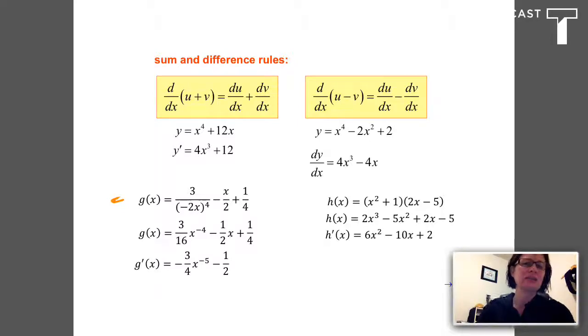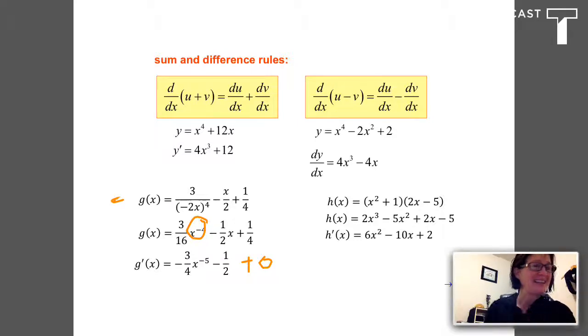Now I can take the derivative. This negative 4 exponent comes to the front to multiply the 3/16 that's there. My new exponent is going to be 1 less. I can simplify. I get negative 3/4 x to the negative fifth minus 1/2. Notice there's nothing here because the derivative of 1/4 is the derivative of a constant, which is 0.